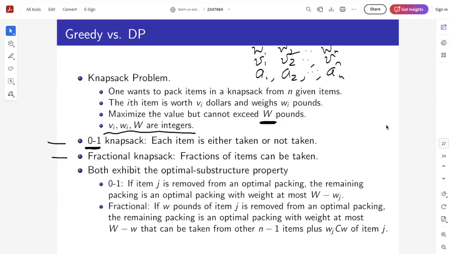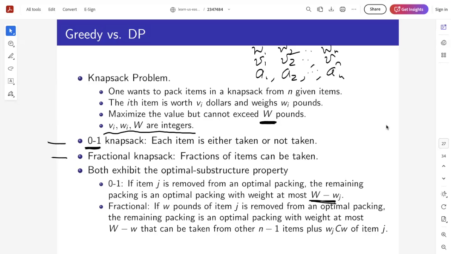And for 0-1 knapsack, if item J is removed from an optimal packing, the remaining packing is an optimal packing with weight at most capital W minus Wj. So that's how much item J weighs.